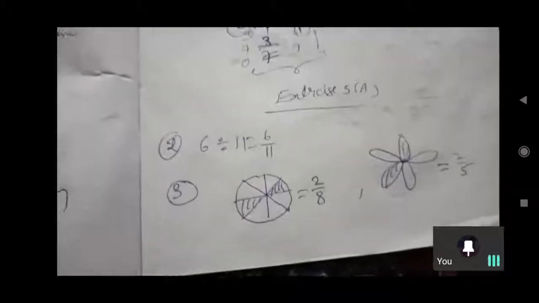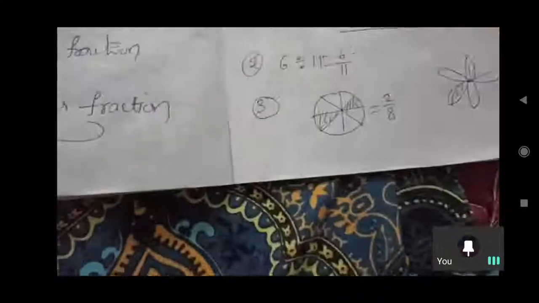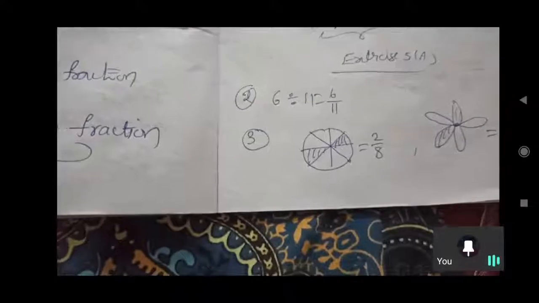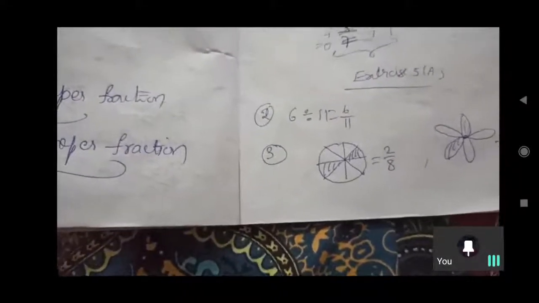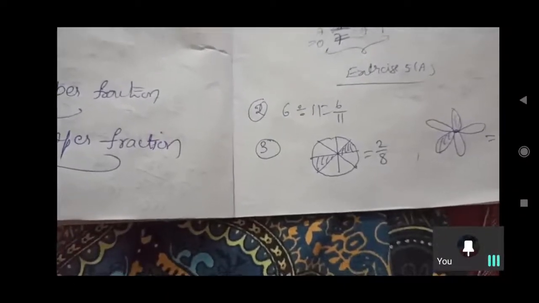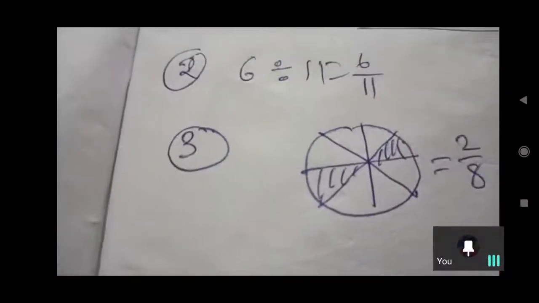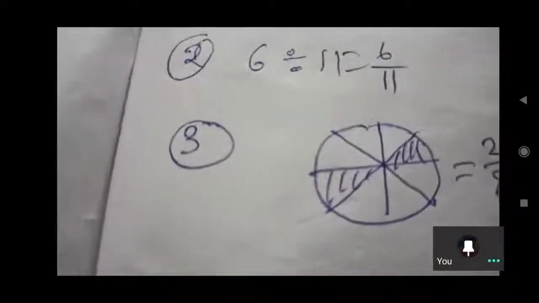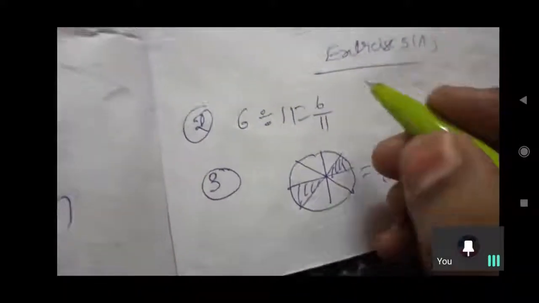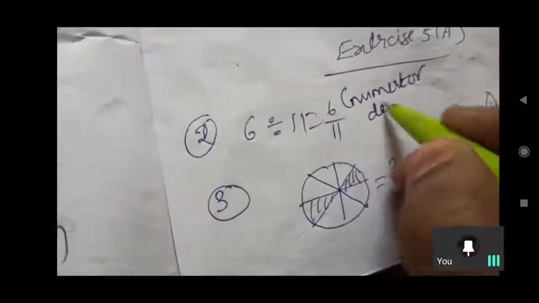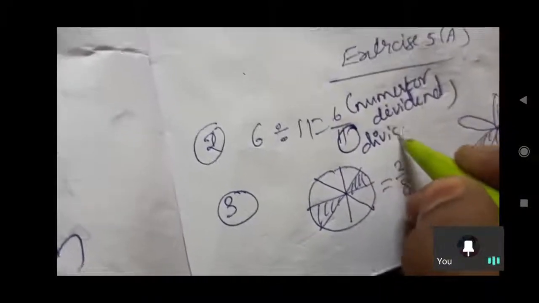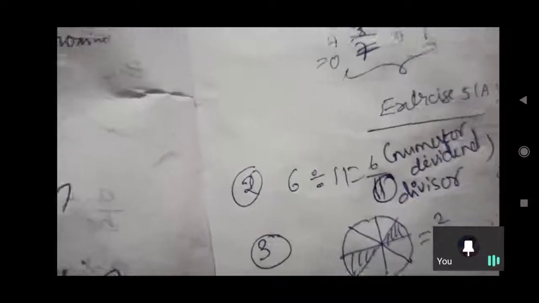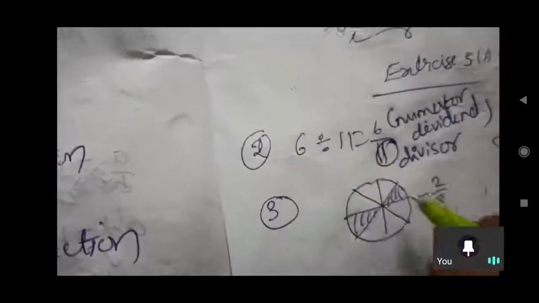Okay, listen. Exercise 5A. In that, how to write 6 divided by 11 as a fraction: the dividend you should take as the numerator, and the divisor you should take as the denominator. Like that you can write 6 divided by 11 as 6 by 11.